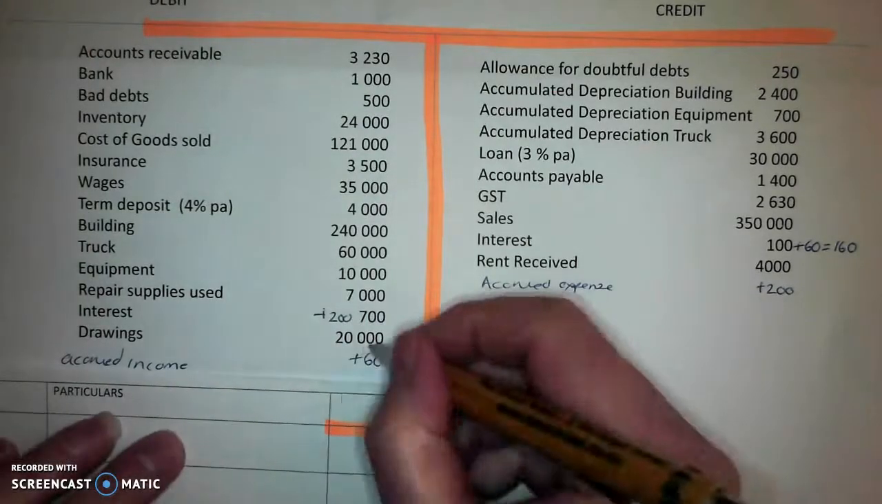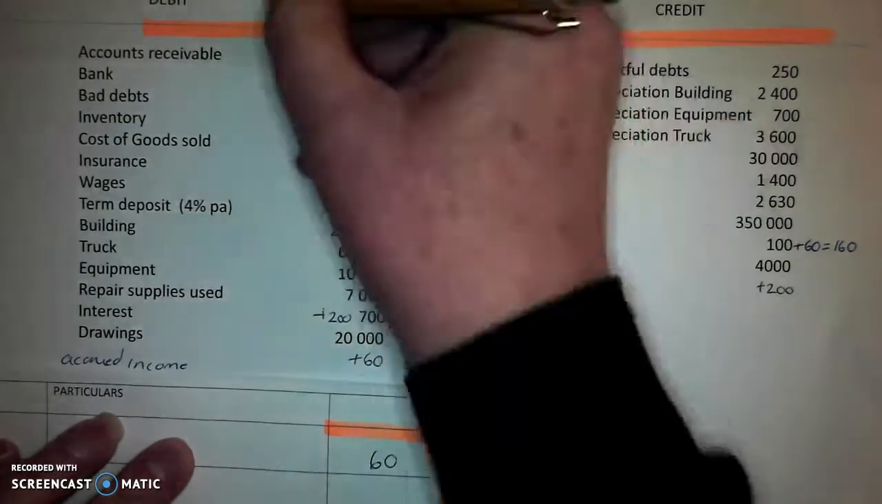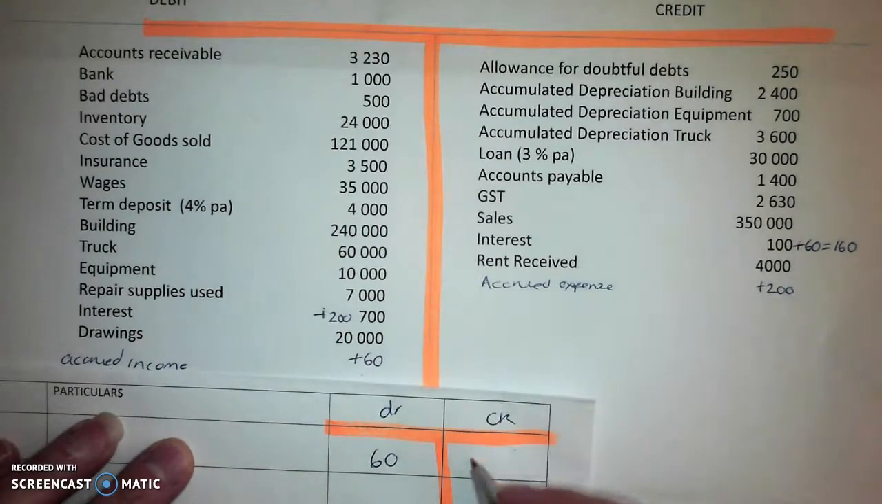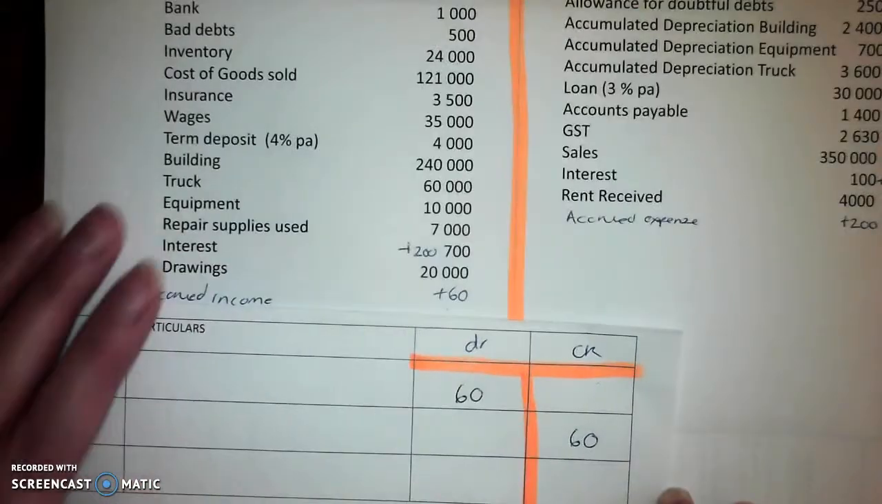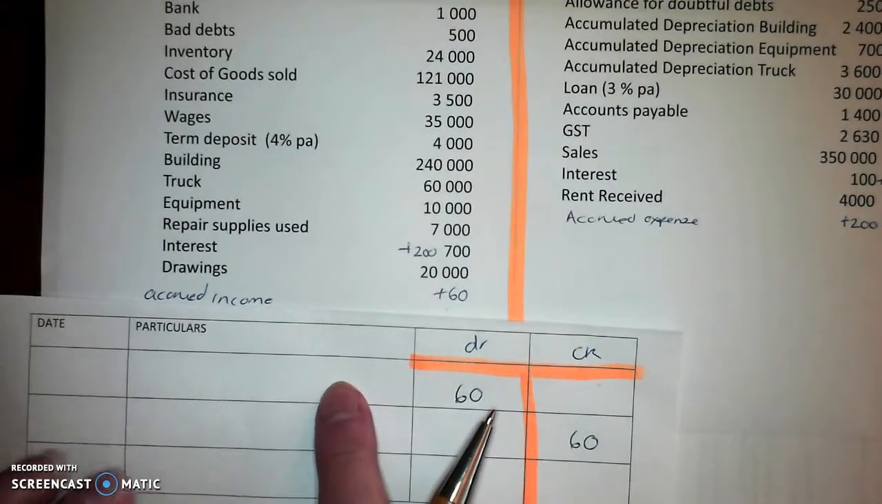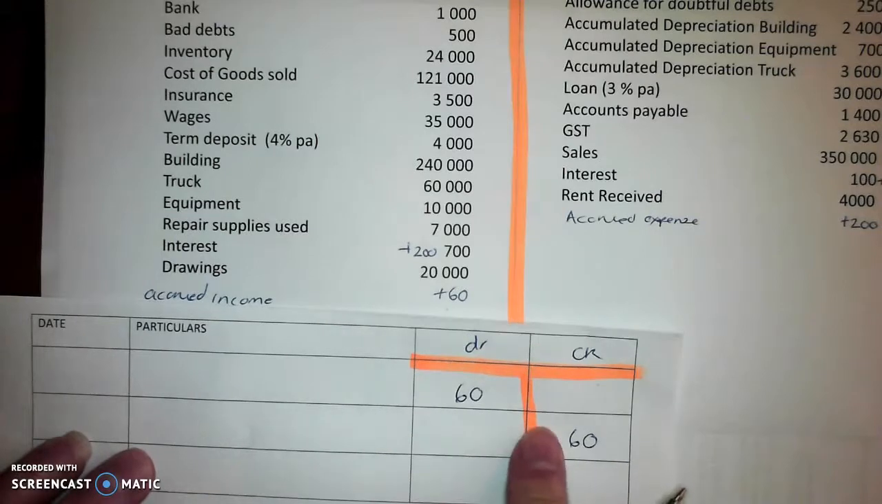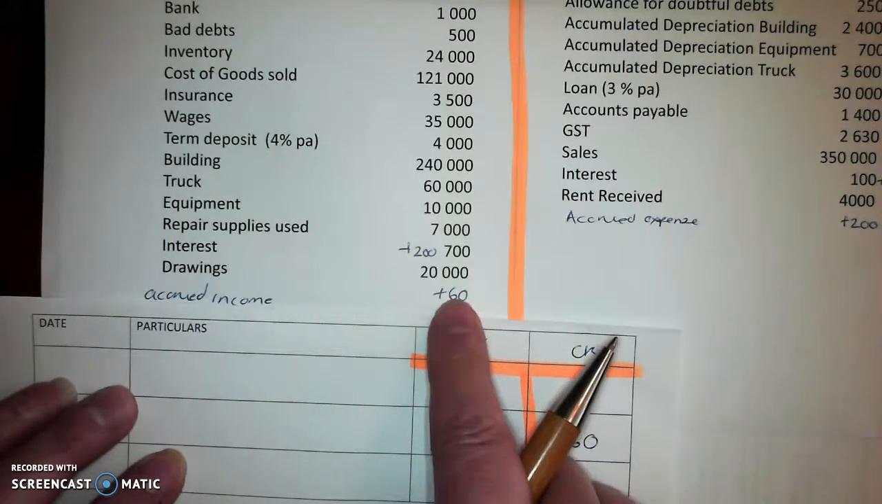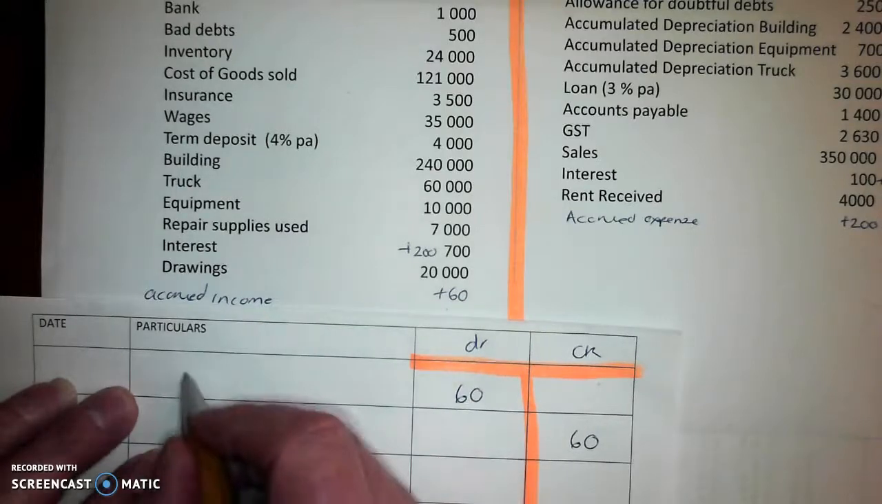Okay, and so there, 60, and that's on the debit side. Credit side, 60, and I drop that down there. I drop it down to another level because remember here I've got to have each line telling me why I've made those additions on the credit side and on the debit side. There, accrued income.